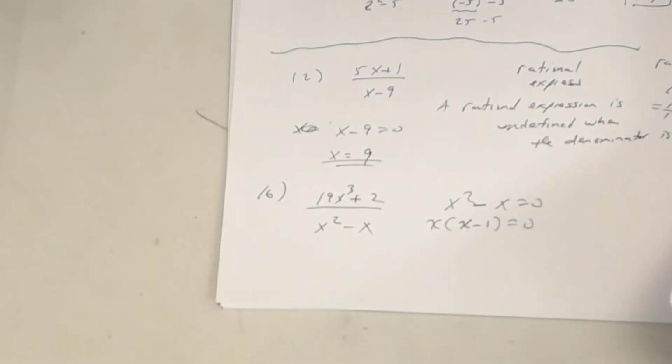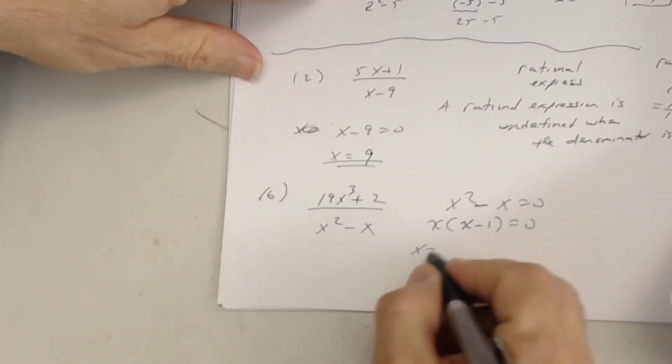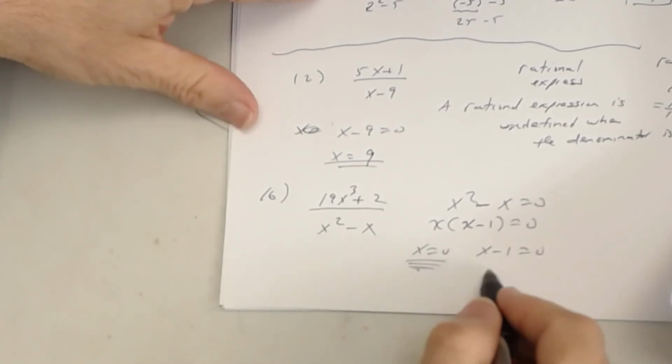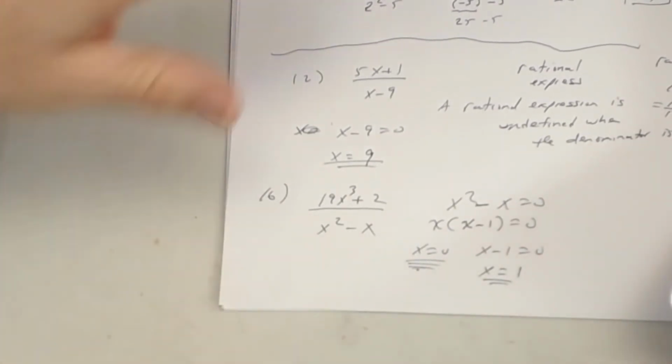So how many factors do you have here? 2. What are they? x, and x minus 1. What do I do to both of those factors? Set them equal to 0. So x is already by itself here. What's x over here? 1. So those are the 2 numbers that make the denominator 0. So what numbers make the denominator 0? 0 and 1. So let's check it.